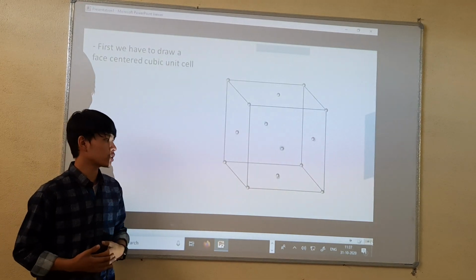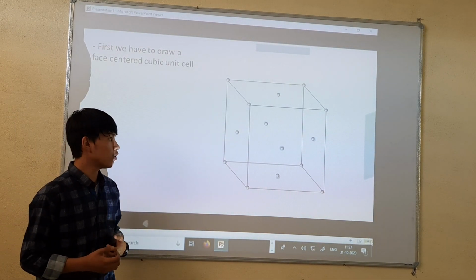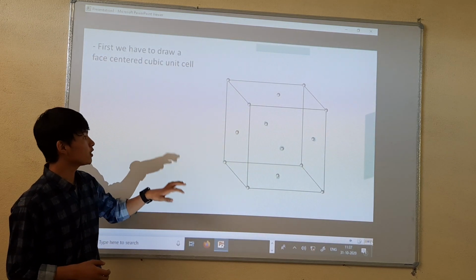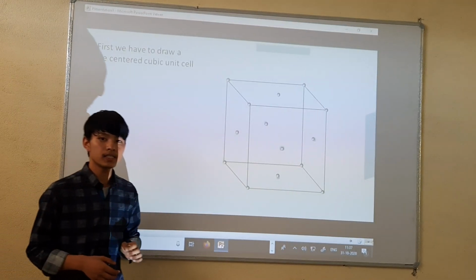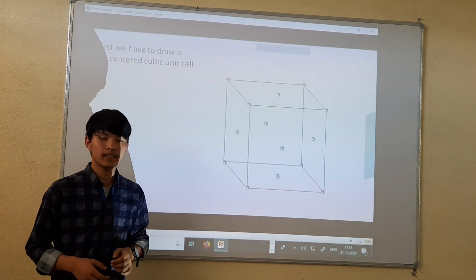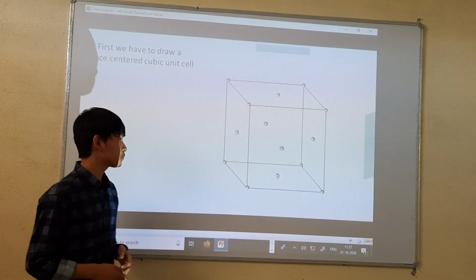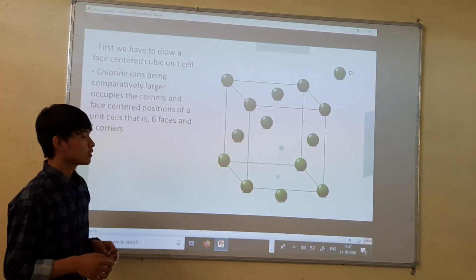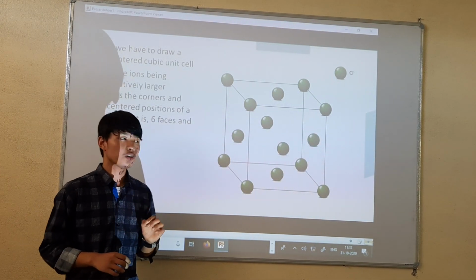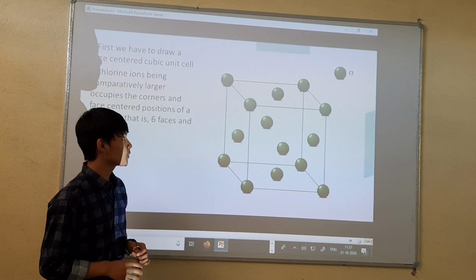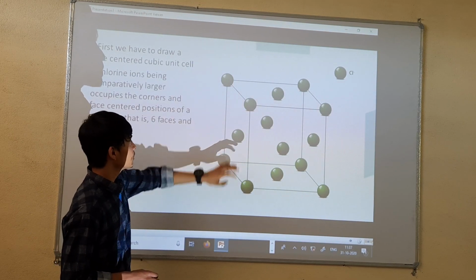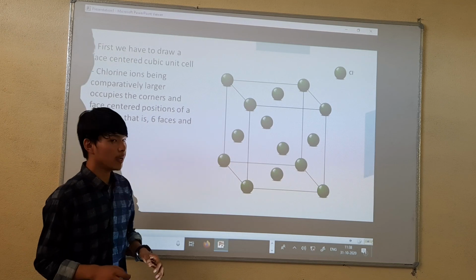To draw the crystal structure of NaCl or KCl, which is the actual purpose of this presentation, first we have to draw the lattice or unit cell. The unit cell of KCl or NaCl is face-centered cubic, which has 8 at the corners and 6 at the midpoints of the faces. After that we have to add the chlorine. Chlorine, being larger in size, will occupy the corner positions and the midpoints of each face of the unit cell. That means we have a total of 14 chlorines in our unit cell.